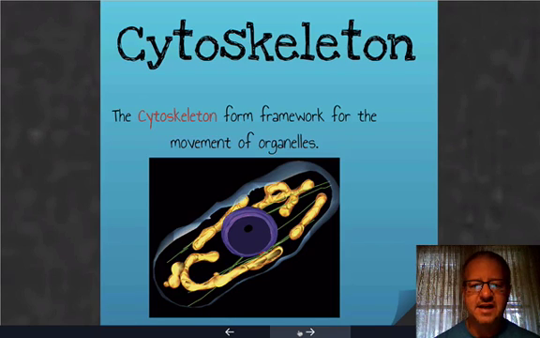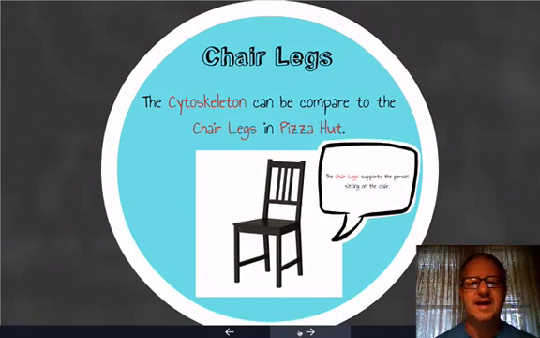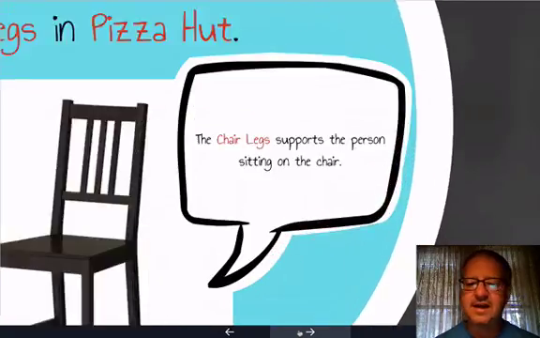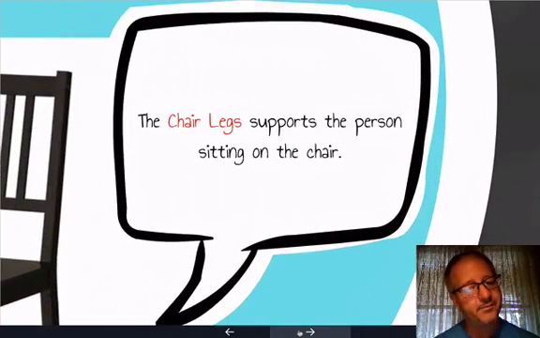Lastly, we have the cytoskeleton that forms a basic framework for the movement of the organelles throughout the cell, and it also provides some structure to the cell as well. And this would be kind of like the legs of the chair in the Pizza Hut because the chair legs support the person sitting on the chair.